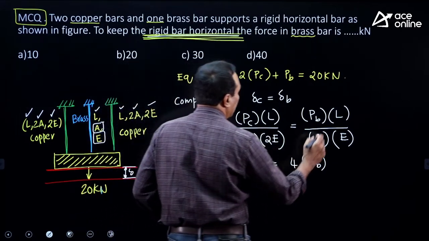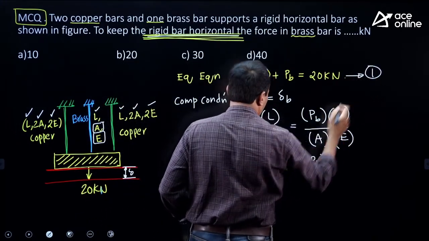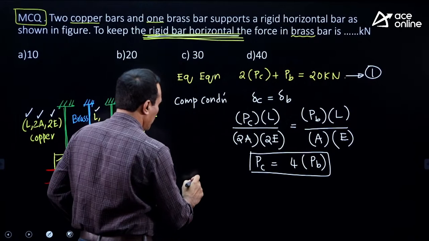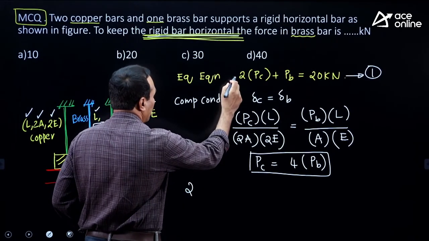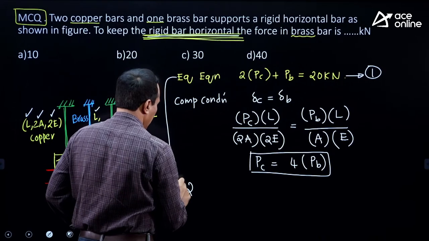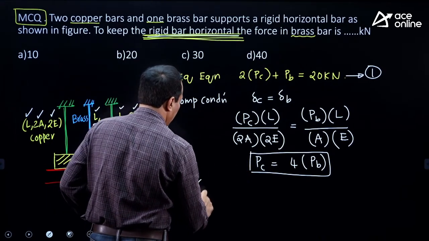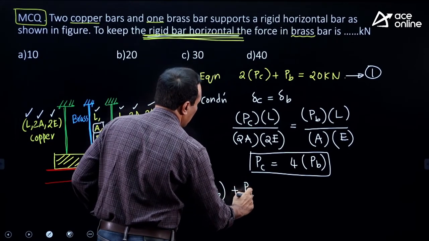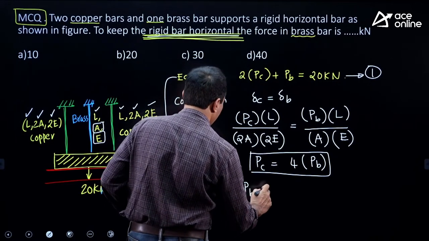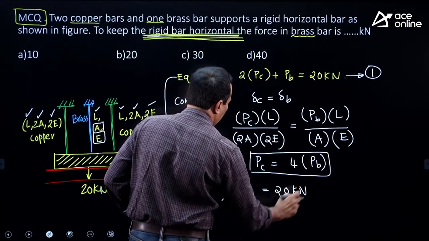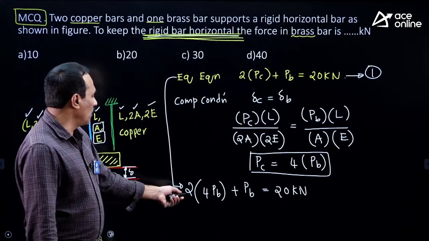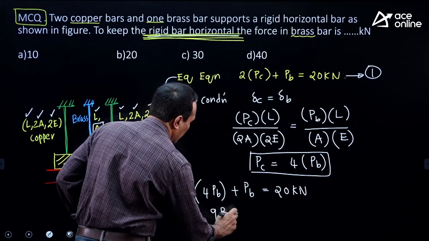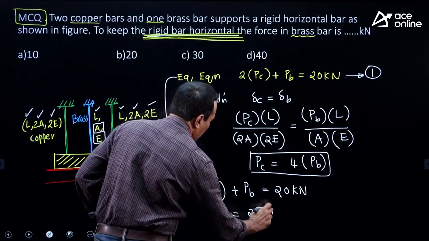Now substitute this relation in equation 1. So in place of PC, you substitute 4PB. So 2PC is there. This equation I am taking directly to here. In place of PC, I will take 4PB plus PB is equal to 20 kilonewton. Okay? So 8 plus 1, 9PB is equal to 20 kilonewton.